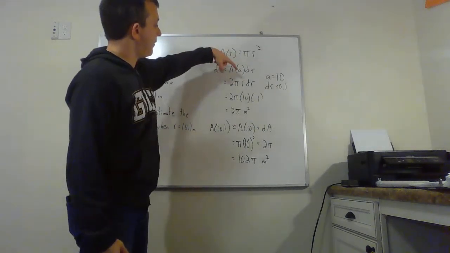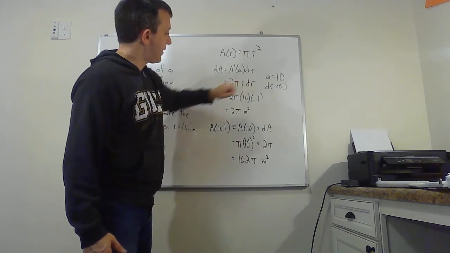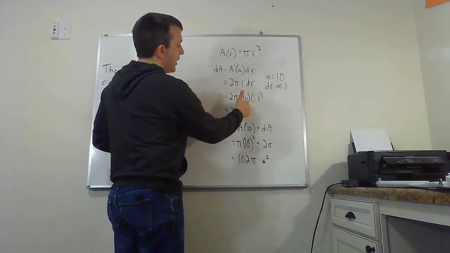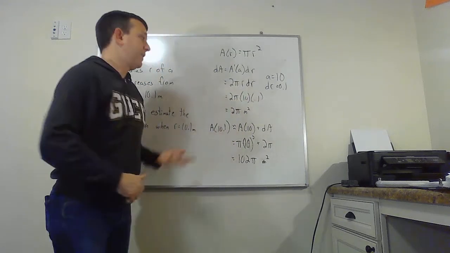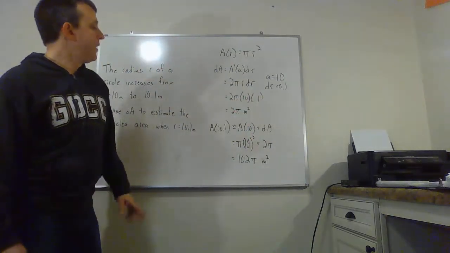So I take the derivative, which is 2 pi r. We're going to drop that 2 down. But then we have that dr, and then I just plug stuff in. R is 10, dr is 0.1. 10 times 0.1 is just 1, so we're left with 2 pi meters squared.